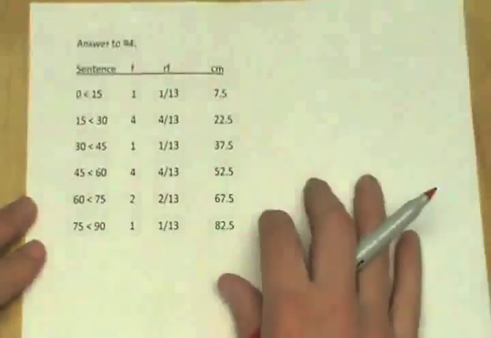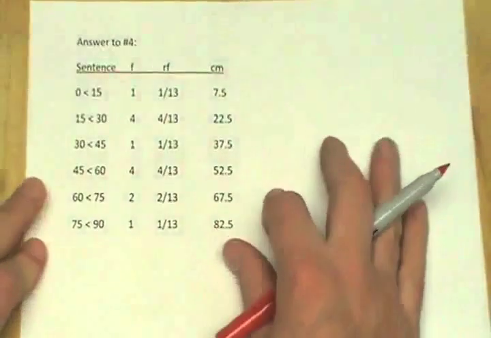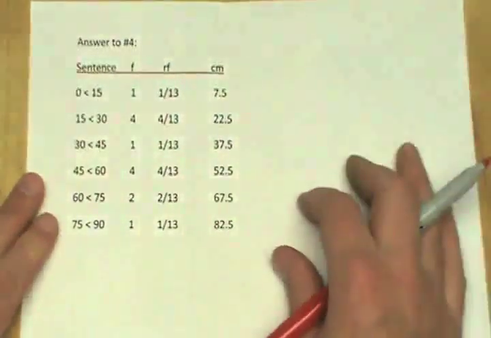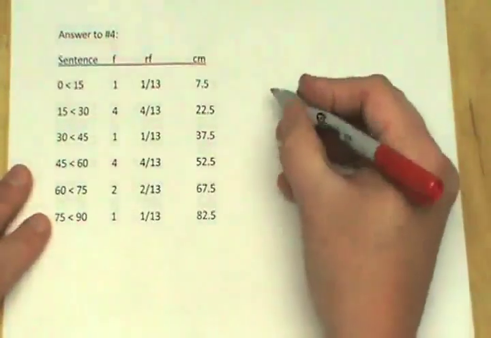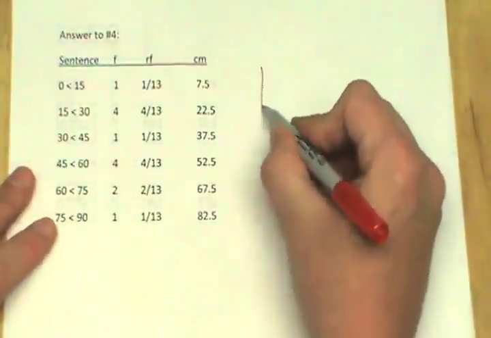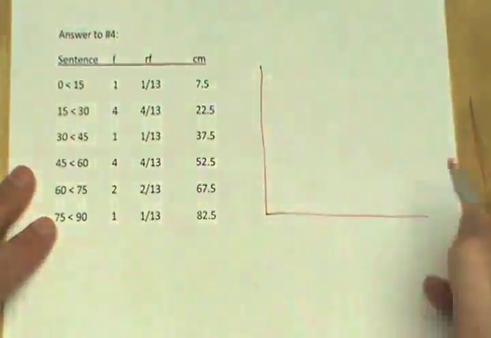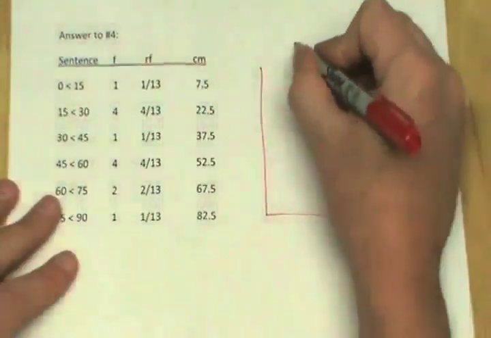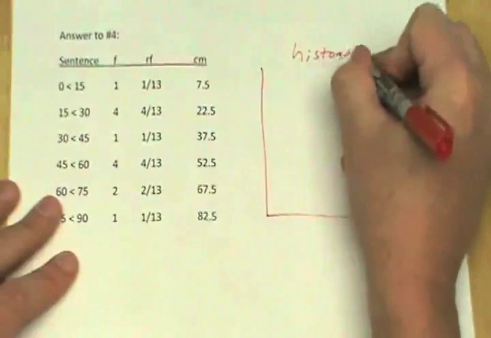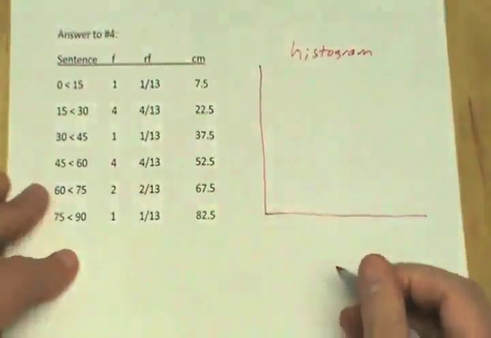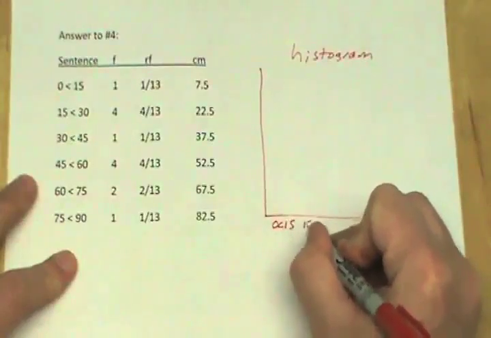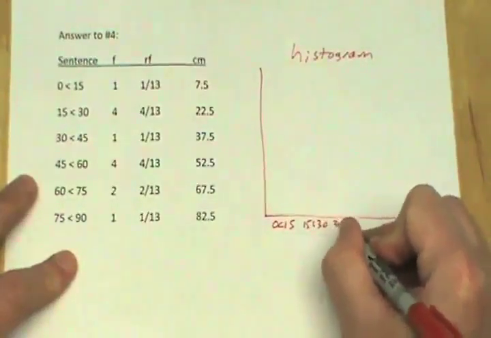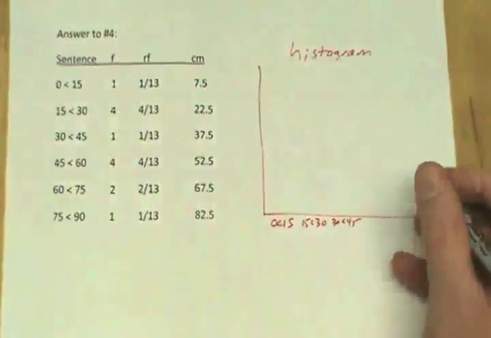All right, so here's what we're going to do. We're going to do some examples. This was the answer to number 4. And doing the answer to number 4, we want to do the same thing. We want to create a relative frequency histogram and also a frequency histogram. So I'm just going to put it over here. We're going to do histograms first. And here I'm going to say this would be 0 to less than 15, 15 to less than 30, 30 to less than 45.